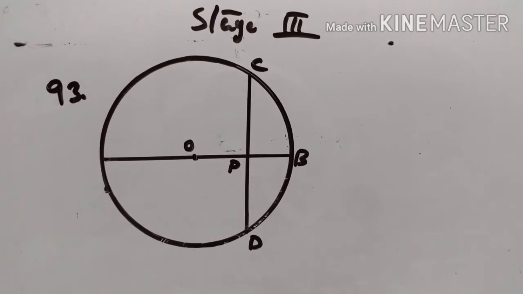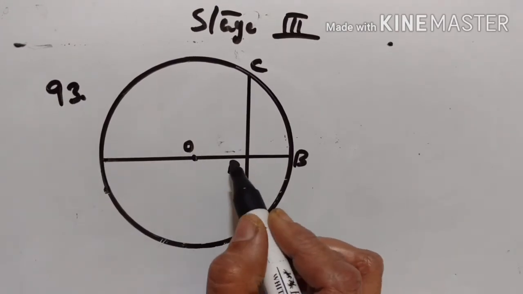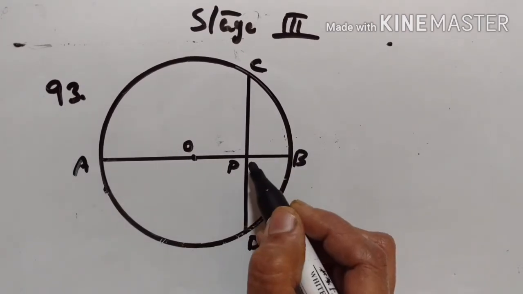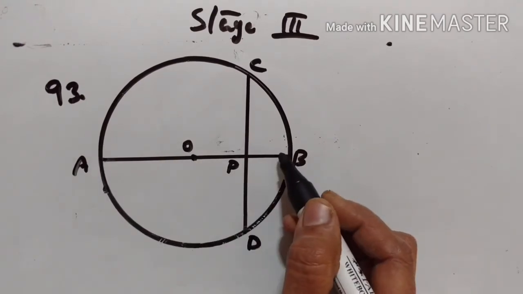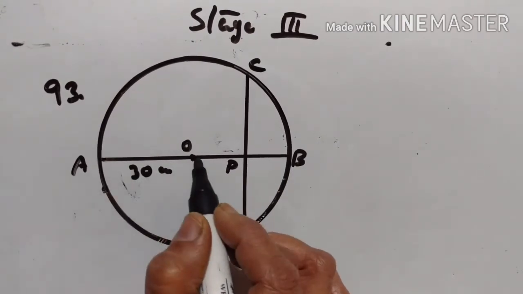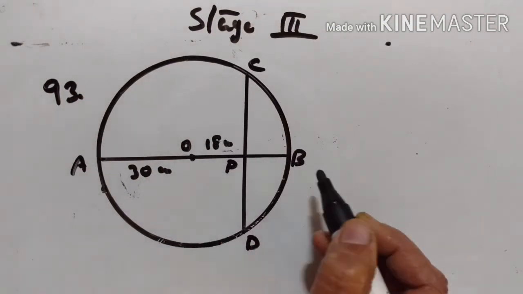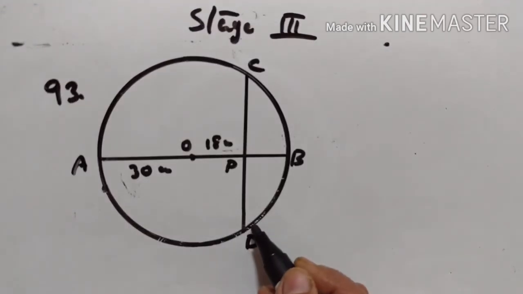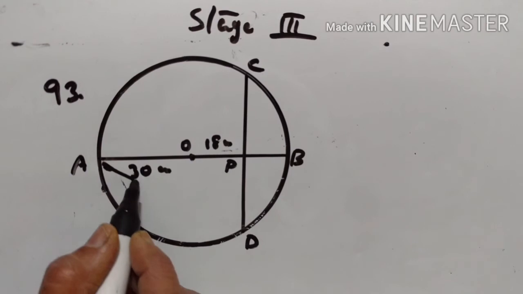Problem number 93. A chord CD of a circle with center O is bisected by the diameter AB at a point P. If OA is equal to OB is equal to 30 centimeter, that means the radius is equal to 30 centimeter, and OP is equal to 18 centimeter. Calculate CD, the length of this chord, and AD, this chord.